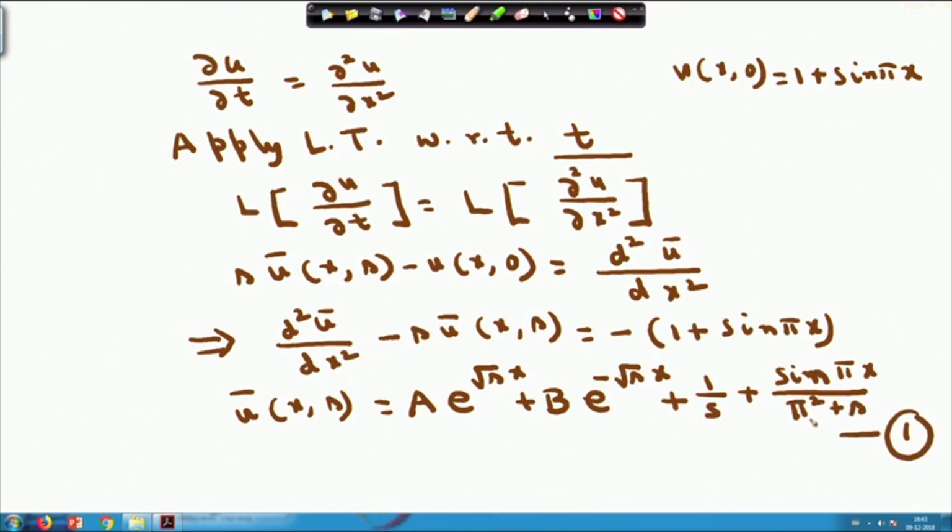I am not going to discuss this one, because the first part is the CF part and the second part is the PI part. So if you find the CF independently and the PI independently, you will obtain u bar(x, s) equals a e to the power root s x plus b e to the power minus root s into x, plus the PI part, 1 by s plus sin pi x by (pi square plus s). Now, what is your aim? Your aim is to find the values of these two constants a and b.